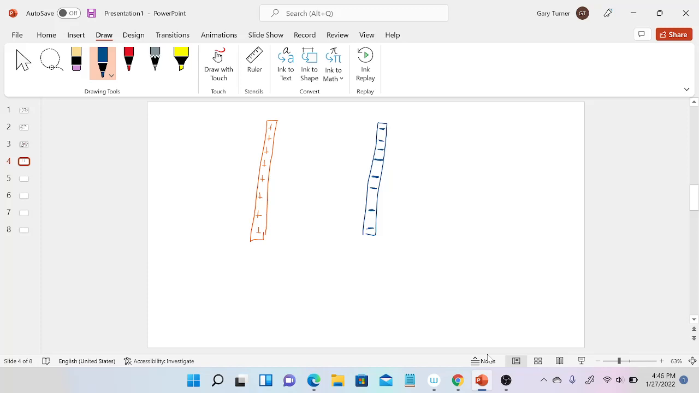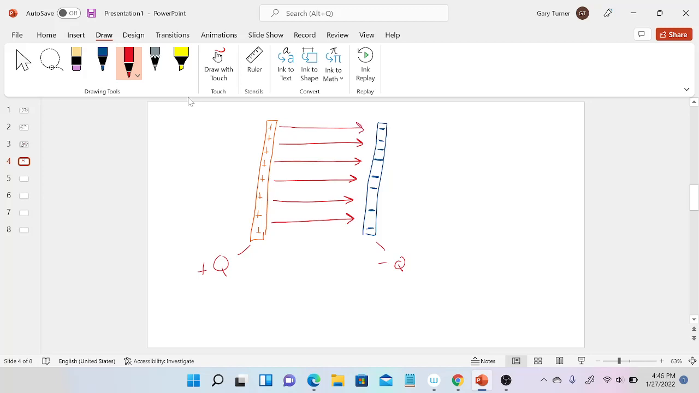So, as an example of using potential, suppose we have two charged plates, and these plates contain plus capital Q and minus capital Q of charge. And what that means is there's going to be a region between the plates where there is a relatively uniform electric field.